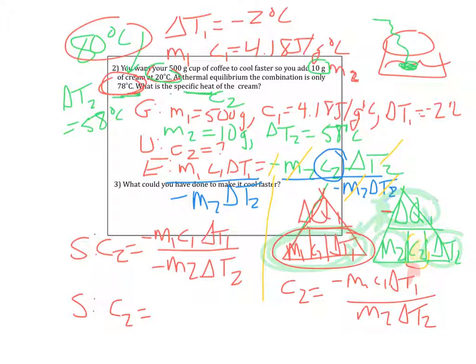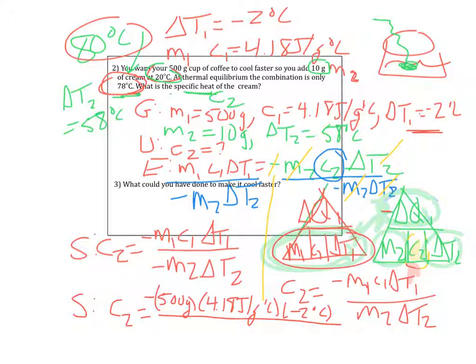So M1, this is a 1, all right? M1 was 500 grams, so negative 500 grams times 4.18 joules per gram degree Celsius times my delta T1, where was that? Here, negative 2 degrees Celsius. Oh, that looks terrible. Let's try that again. That should be a negative 2 degrees Celsius, all divided by M2, which was 10 grams. And delta T2 right here is 58 degrees Celsius.